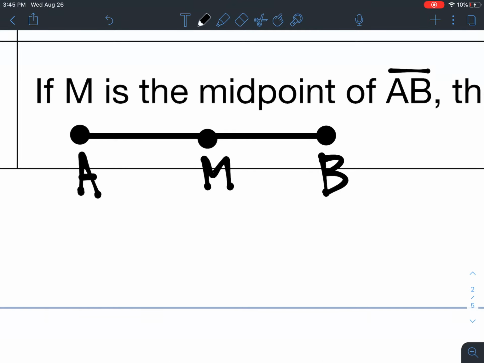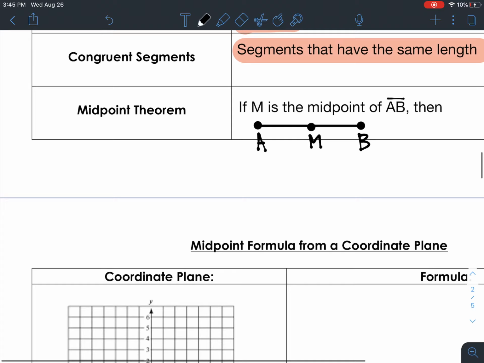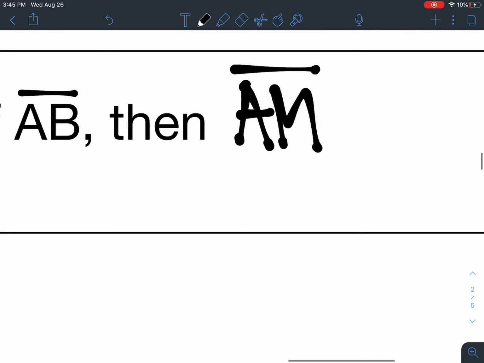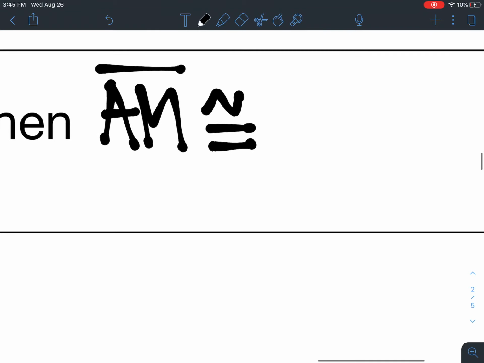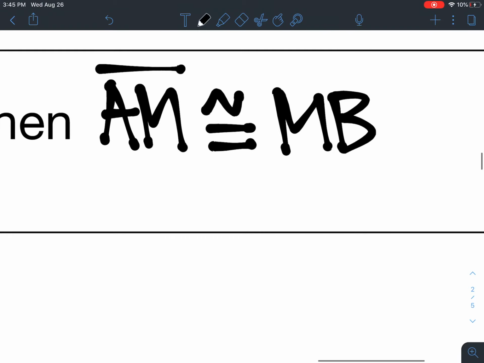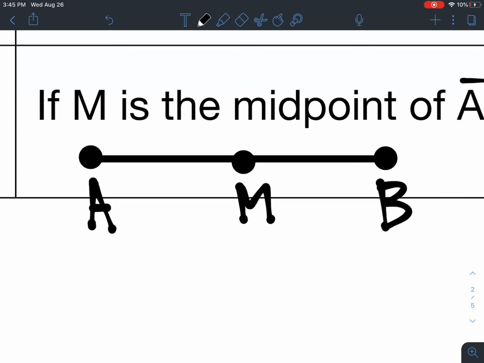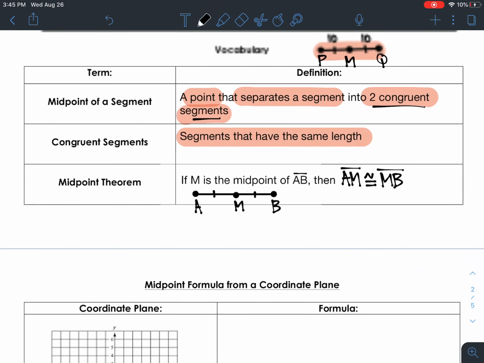And so if we know that, what's our conclusion? Well, we've already talked about it, but now let's write it out, all right, in geometry terms. Then we know that segment AM is congruent to segment MB. Okay, so if M is the midpoint of AB, then segment AM is congruent to segment MB. Now, once again, how do I notate that on my picture? I just use these little tick marks right here. Okay, remember those tick marks mean that they are congruent.